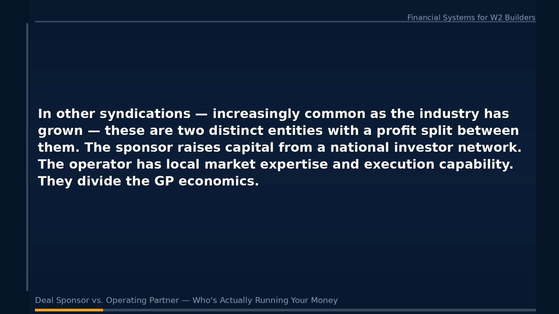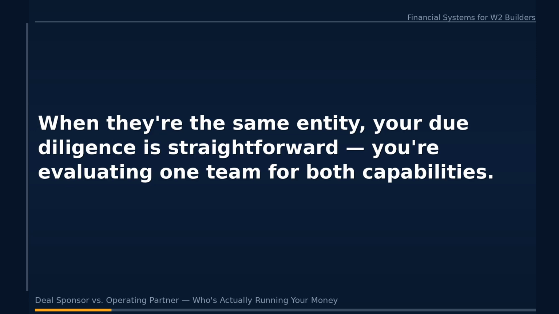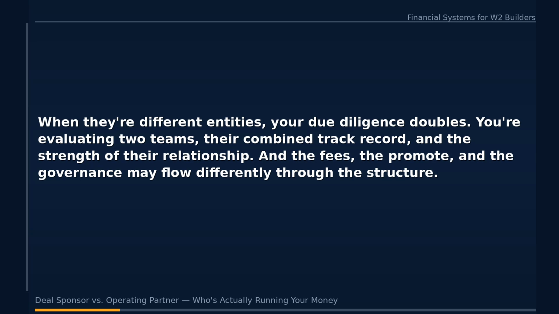When they're the same entity, your due diligence is straightforward, you're evaluating one team for both capabilities. When they're different entities, your due diligence doubles. You're evaluating two teams, their combined track record, and the strength of their relationship. And the fees, the promote, and the governance may flow differently through the structure.